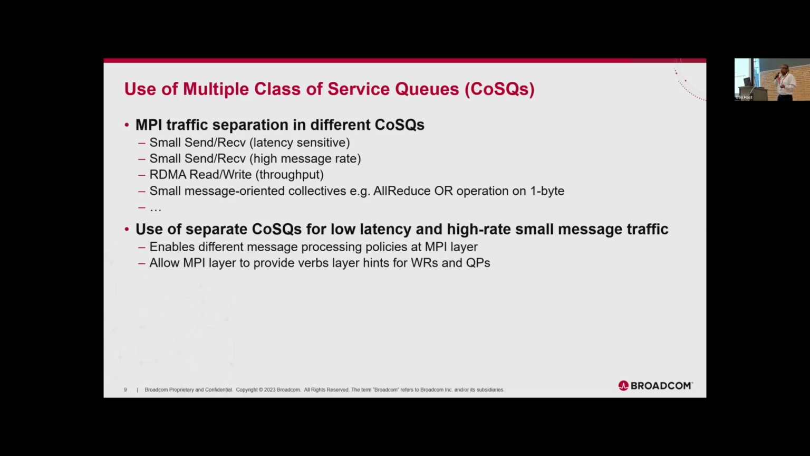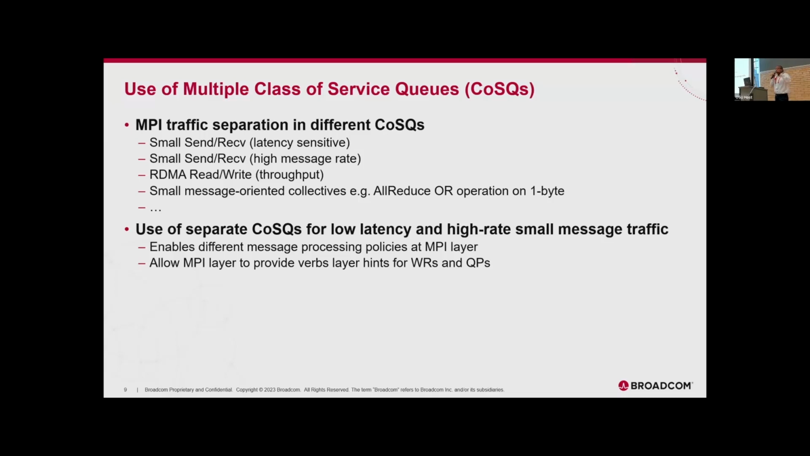Here we have an opportunity at the MPI layer: if you can differentiate traffic by saying, okay, this is more latency sensitive, high priority, maybe I'm going to put this into a different class of service queue than more throughput-oriented traffic. Collectives may go into different ones, so I can avoid interference with other send-receive operations. These are some examples, but the idea is to use separate class of service queues, which are already supported by the hardware, and there's already plumbing available in verbs and below.